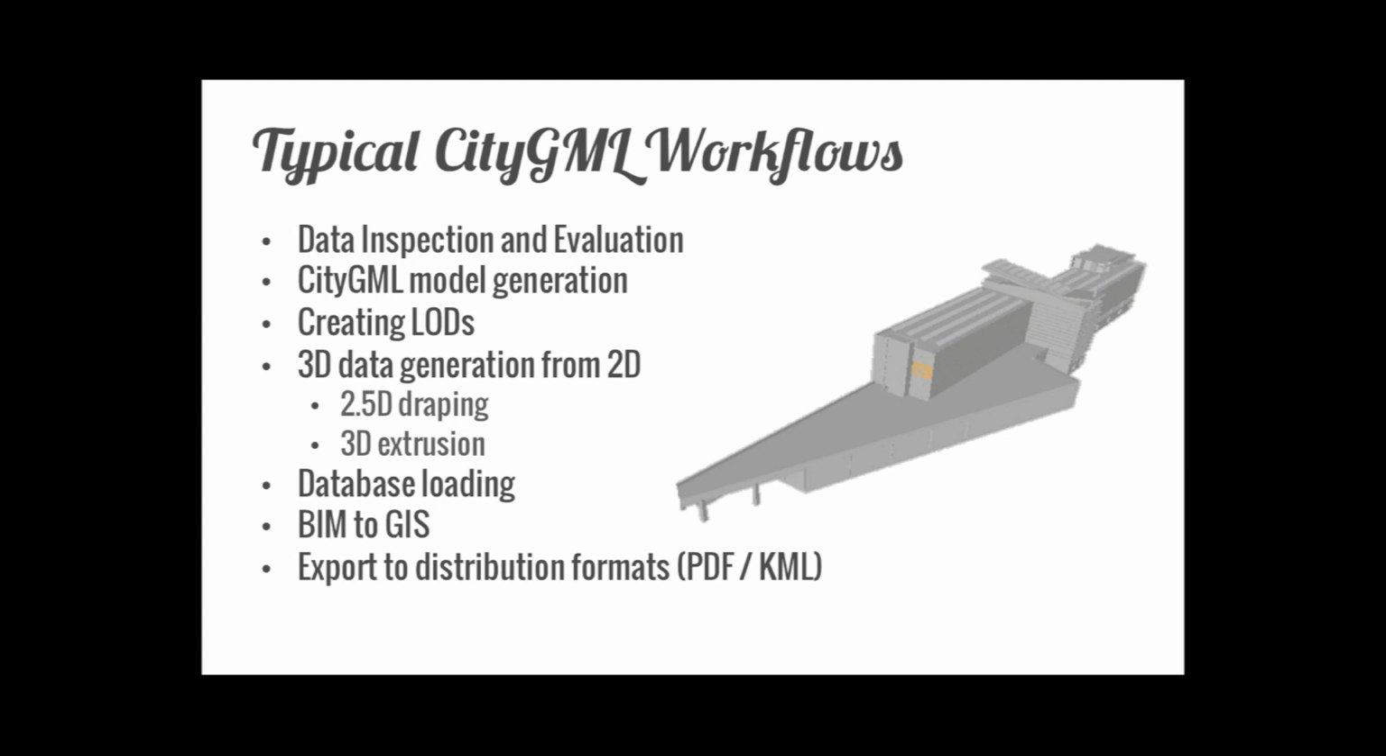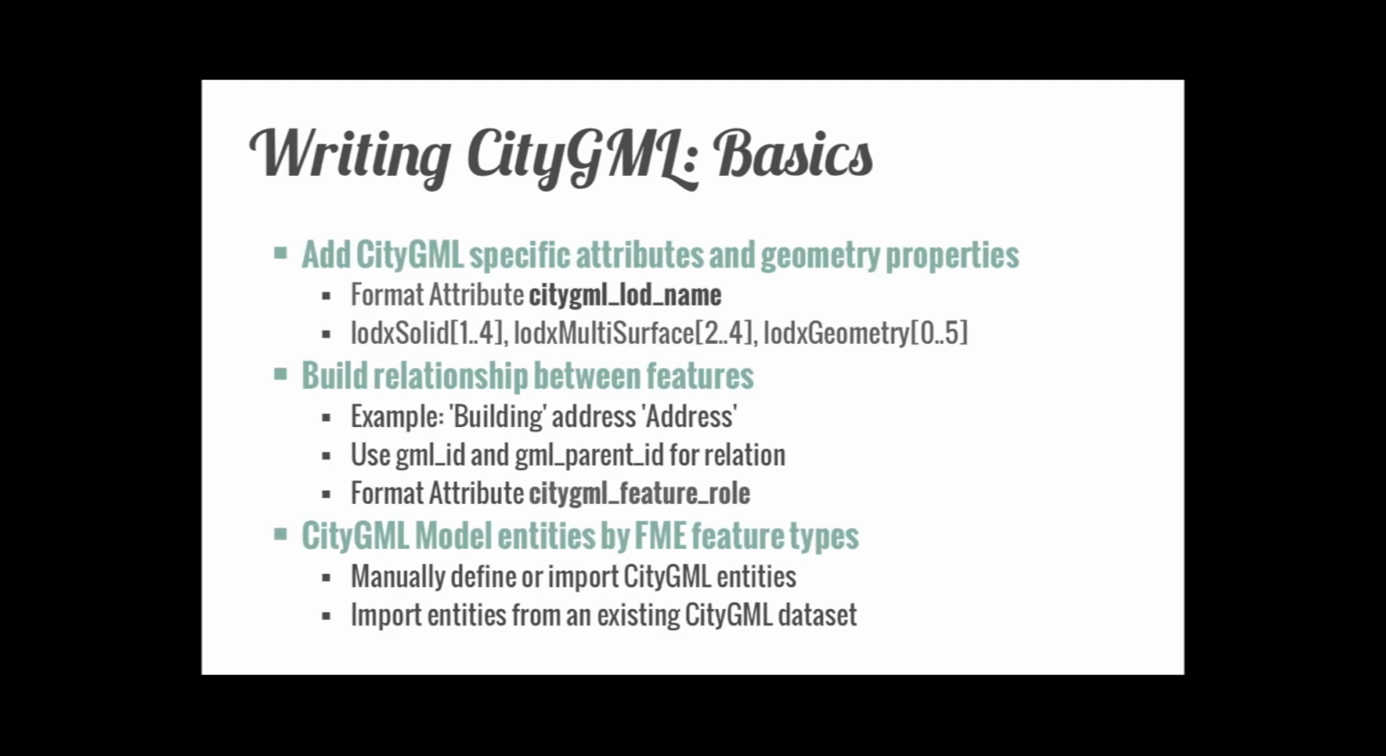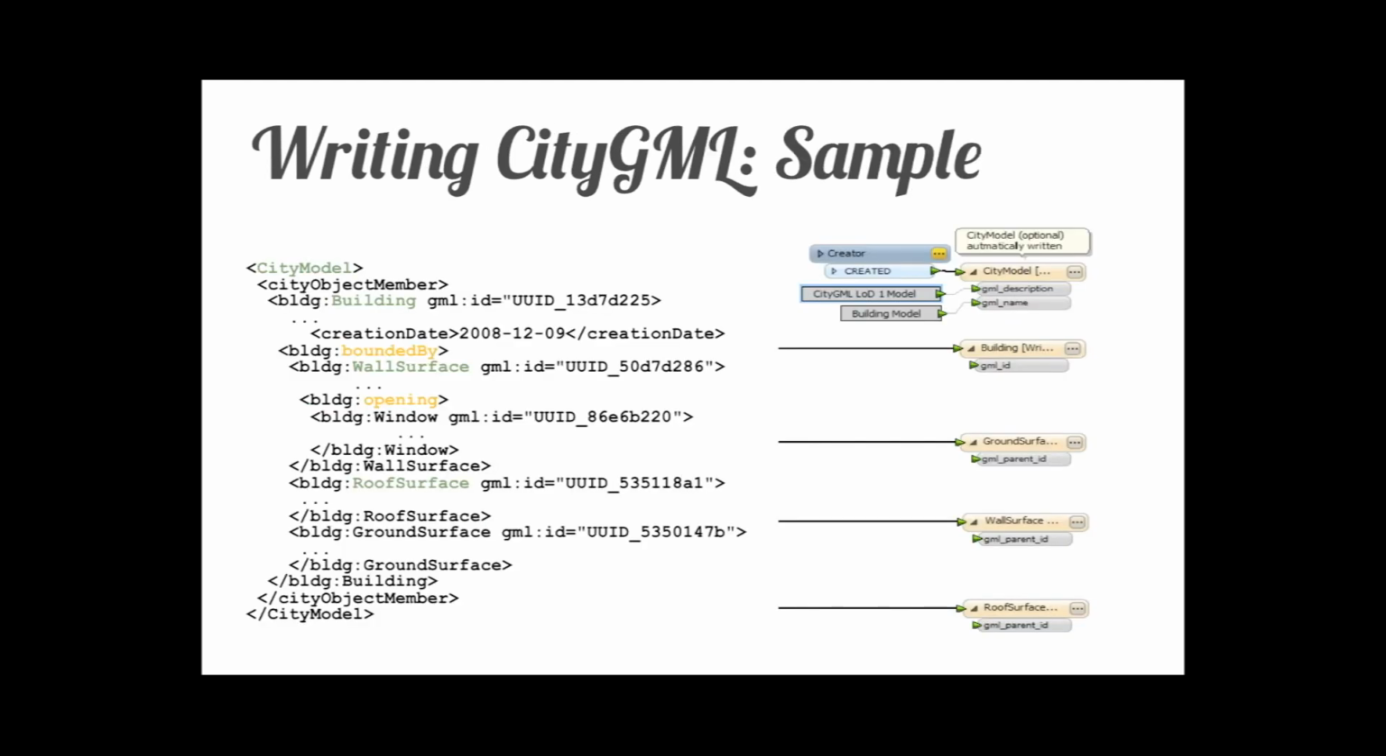And then today, of course, we were going to see examples of BIM to GIS. And I won't go into a lot of detail on how to write CityGML, as we don't have time. There are quite a few resources online for that. But the basic idea is that for each object, you need to set what the LOD name is, and you need to set the feature role, as well as map to the appropriate feature type.